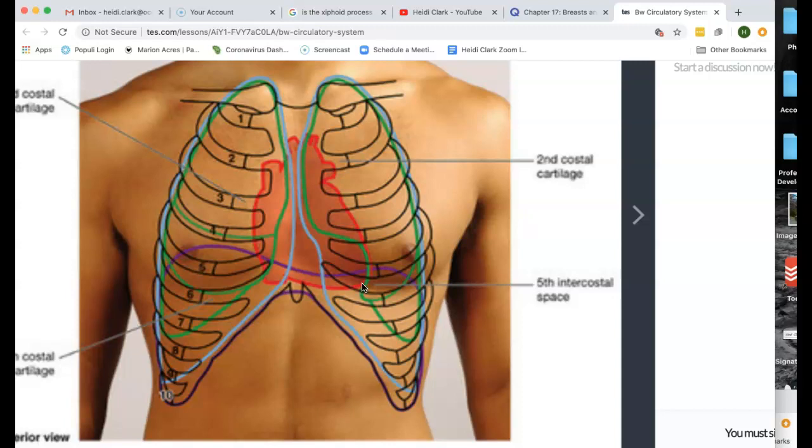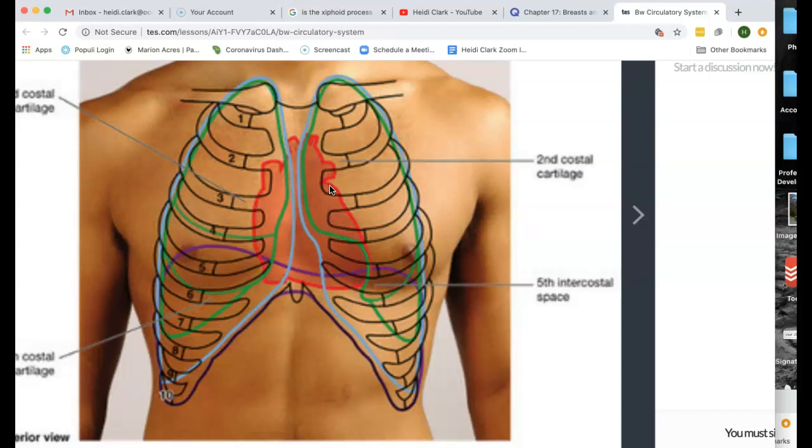The left border goes from that 5th intercostal space diagonally up to the left 2nd intercostal space. So here's the 2nd rib, and here's the 2nd intercostal space. So it's going right up into that 2nd intercostal space, also 1 centimeter lateral to the left sternal margin. The sternum's going to be about right here, and it's about 1 centimeter lateral.